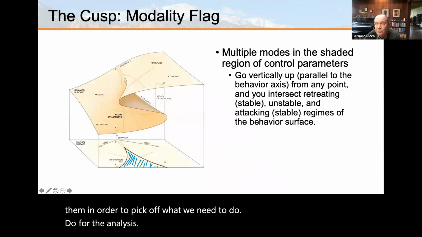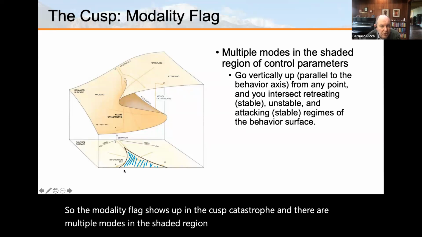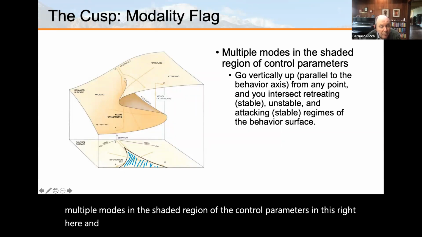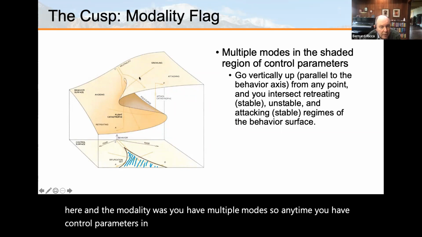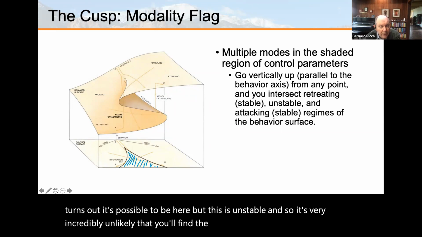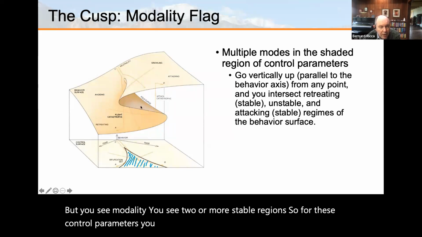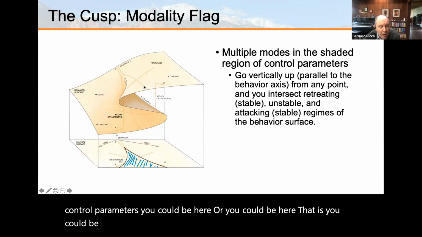So the modality flag shows up in the Cusp catastrophe. And there are multiple modes in the shaded region of the control parameters in this right here. And the modality was you have multiple modes. So anytime you have control parameters in here, they may be right here, they may be up here. Turns out it's possible to be here, but this is unstable. And so it's incredibly unlikely that you'll find the values here. Okay? But you see modality, you see two or more stable regions. So for these control parameters, you could be here or you could be here. That is, you could be cowering or you could be growling.